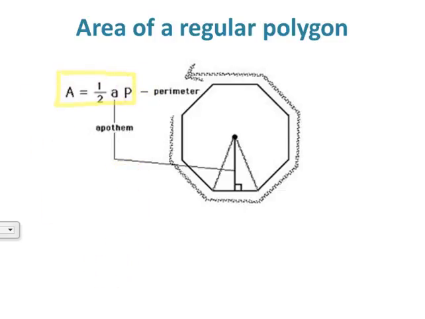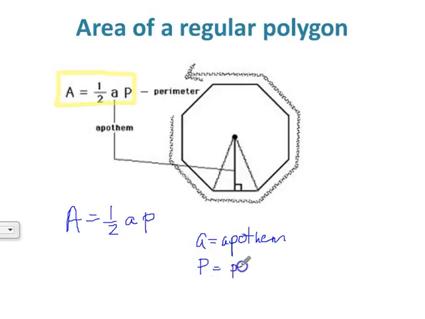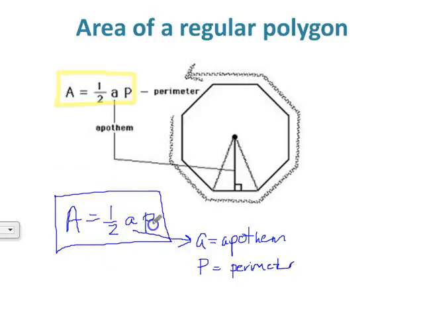So it's important now that we know what these variables represent. When we've got the formula, area equals 1/2 A times capital P, A equals the apothem, and capital P represents the perimeter of the polygon. So write down the formula as well as what A and P represent in that formula. And then we're going to apply it in the next slide here.